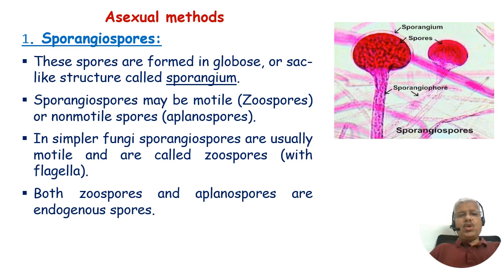The Sporangiospores. These spores are formed in a globose or sac-like structure called sporangium. The Sporangiospores may be motile, that is zoospores, or non-motile spores, that is Aplanospores. In simpler fungi, Sporangiospores are usually motile and are called zoospores, that is with flagella. Both zoospores and aplanospores are endogenous spores.